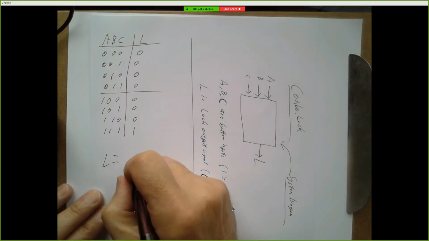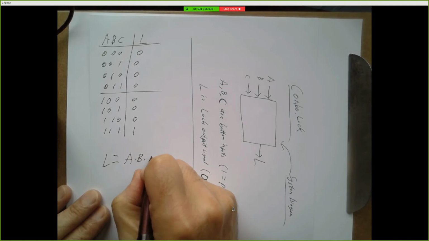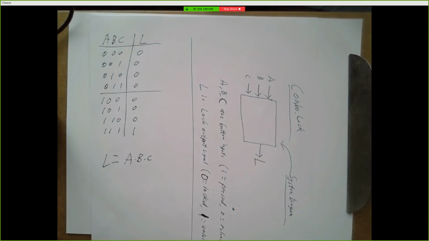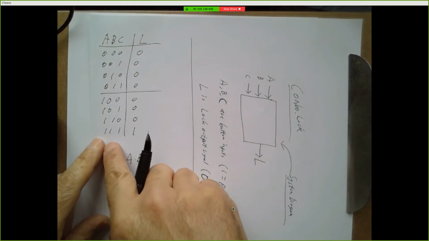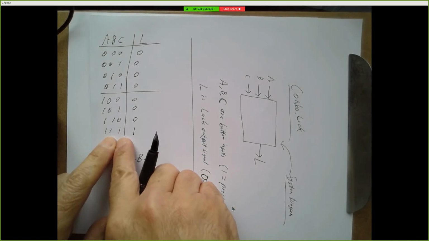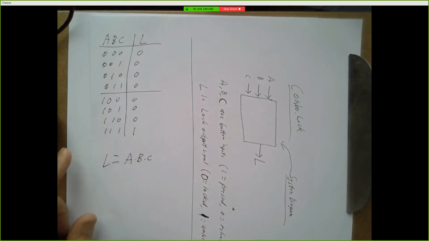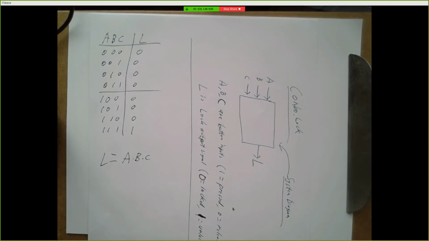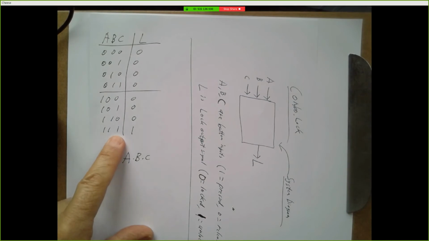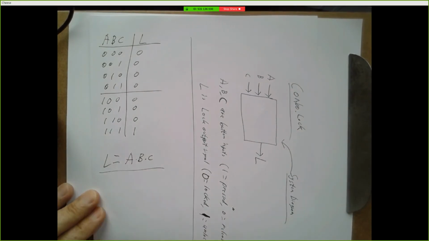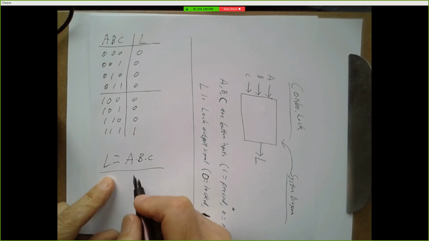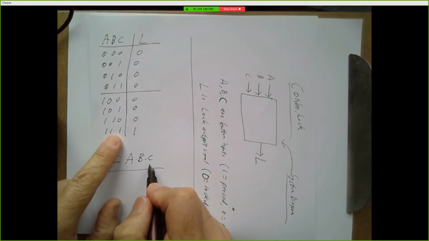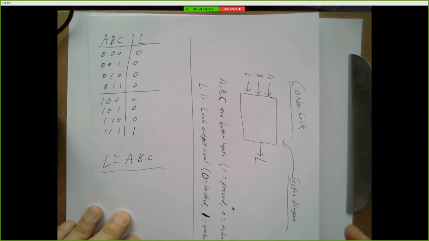A, B, C. This is the truth table for a 3-input AND gate. The output is 1 if A is 1 and B is 1 and C is 1. Otherwise, the output is 0. So if we want to build a circuit that generates a 1 when all of A, B, and C are 1, there's the equation, and we're done. Well, that's not exactly what we've got. But why does this work? Because this says if A is 1 and B is 1 and C is 1, set the output to 1.